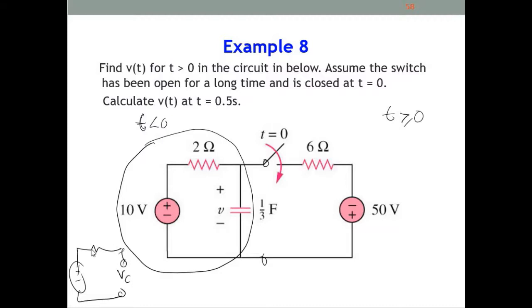Here is the V capacitor. V capacitor here is the V initial, which will be the same, 10 volt. For t more than 0, since this becomes a short circuit, all the components are involved in this circuit: two voltage sources, one capacitor, 2 ohm, 6 ohm, and the switch.